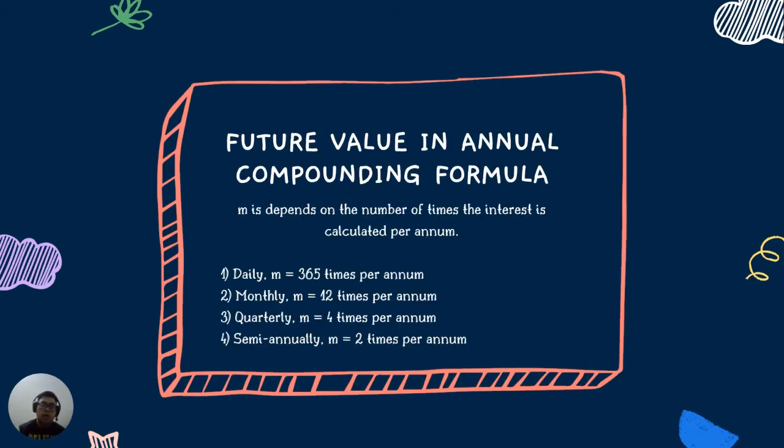As I mentioned before, M depends on the number of times the interest is calculated per annum. If it was compounded daily, M equals 365 times per annum. If monthly, M will become 12 times per annum. If quarterly, M will become 4 times per annum. And if semi-annually, M will become 2 times per annum.